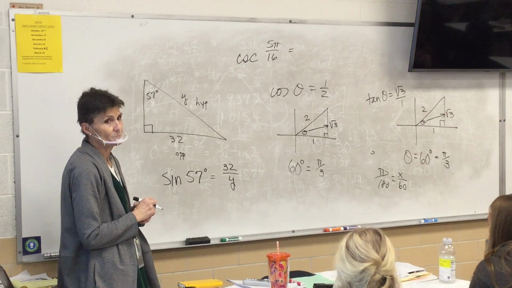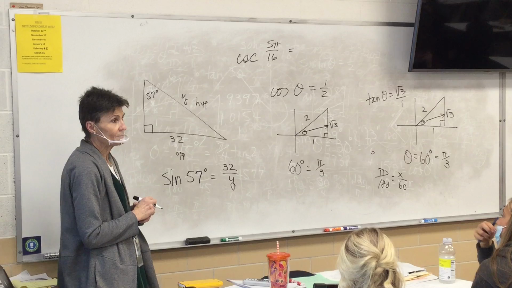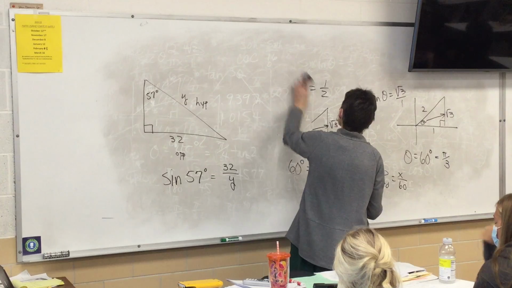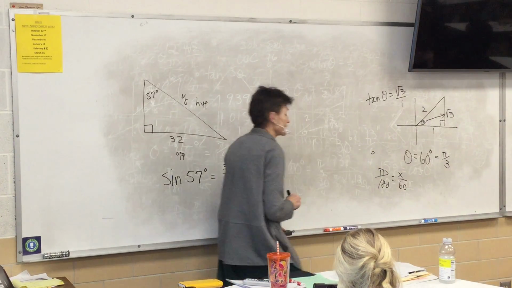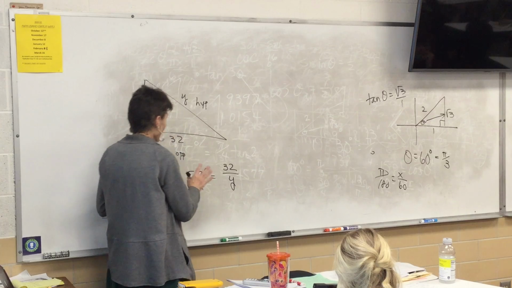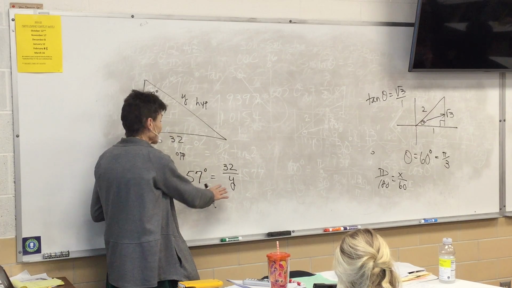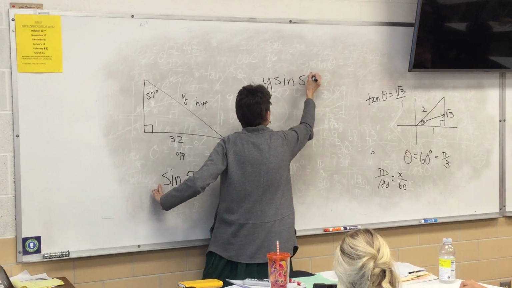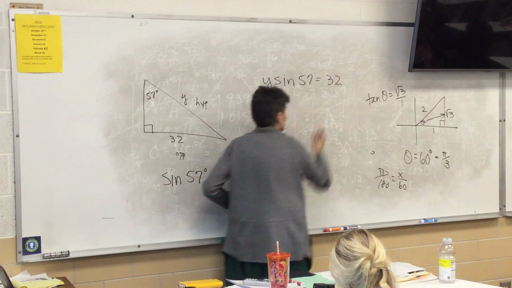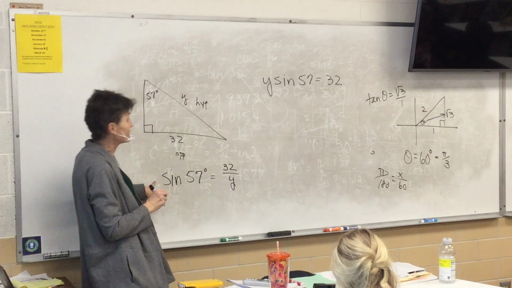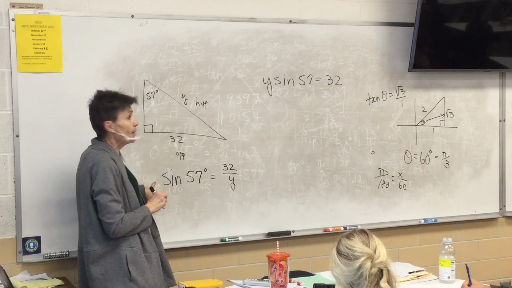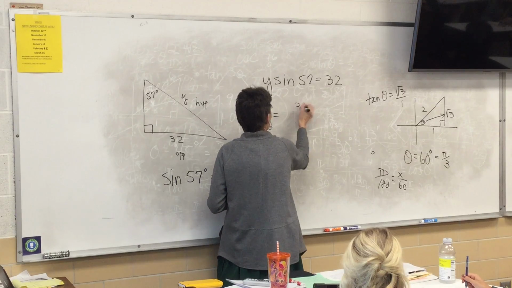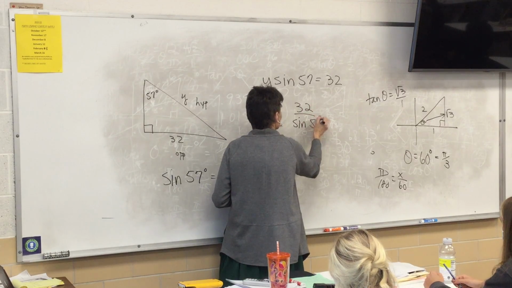Does that make sense? Now I need to figure out what y is. I want you to do it carefully. Some of you are going to just zip through this, and some of you are going to make careless mistakes. So I'm solving for y. I've got to get it out of the denominator, so I'm going to multiply both sides by y. But now I need to get it by itself. So I'll divide by sine 57.